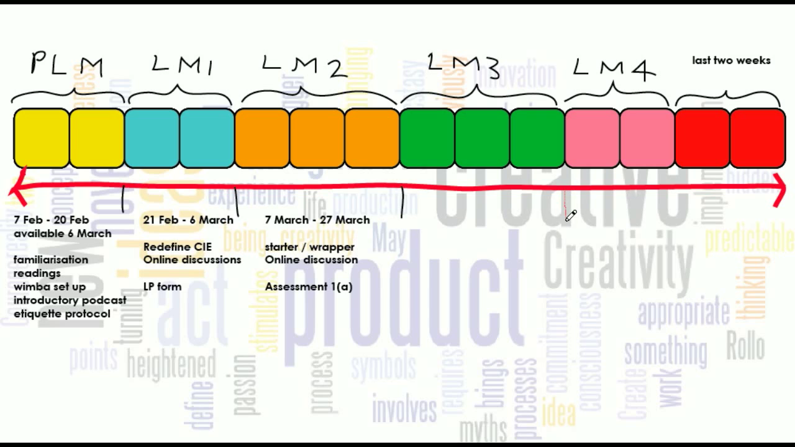Learning Module 3 runs from the 28th of March until the 17th of April. And it basically follows the same sort of model as Learning Module 2. So you're still using your starter wrapper process. But the difference here is that the person, for example, who was the starter in Learning Module 2 may now be the wrapper in Learning Module 3. So each person is a starter once within Learning Modules 2, 3, and 4. Each person is a general member once within Learning Modules 2, 3, and 4, and each person is a wrapper within Learning Modules 2, 3, and 4 once.